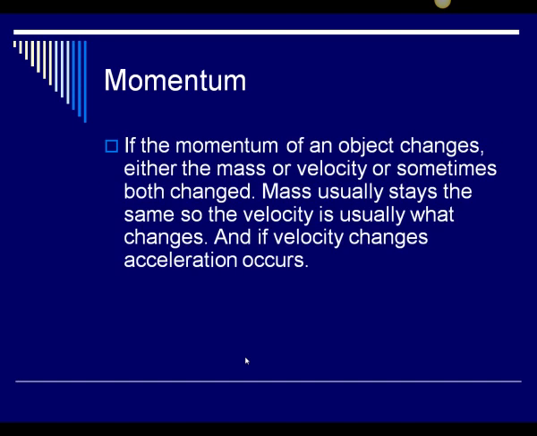All right, if the momentum of an object changes, either the mass or velocity, or sometimes both change. Mass usually stays the same, so it's usually the velocity that changes. And if velocity changes, acceleration occurs. We'll have to go way back to Chapter 2 when we talked about acceleration. Remember, if velocity changes, that's basically the definition of acceleration. So when your velocity changes, you have to accelerate. So what causes acceleration? We just covered this in the last chapter, force.